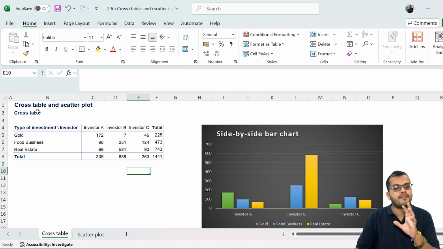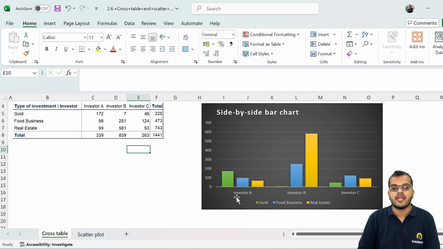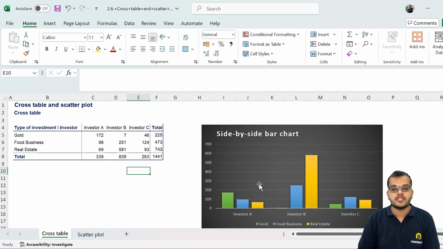Now here we have data. So what kind of visual will be suitable in order to represent this data? For this, I would say it should be the side by side bar chart. It is like a bar chart, but side by side. Here we have investor details: investor A, investor B and investor C. Green color indicates gold, blue color indicates food business and yellow color indicates real estate. With this, we can understand that investor B in real estate is more in demand, which is 581.